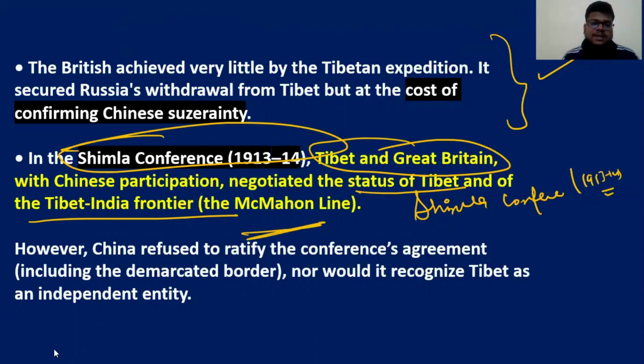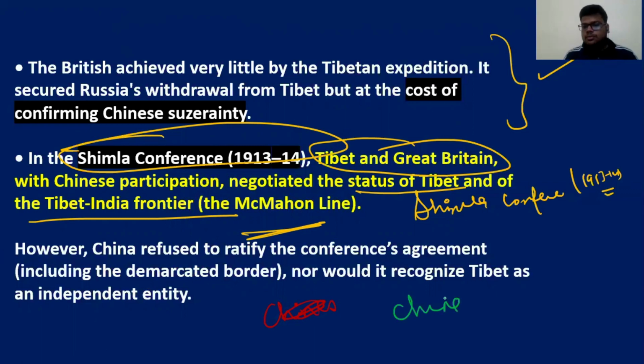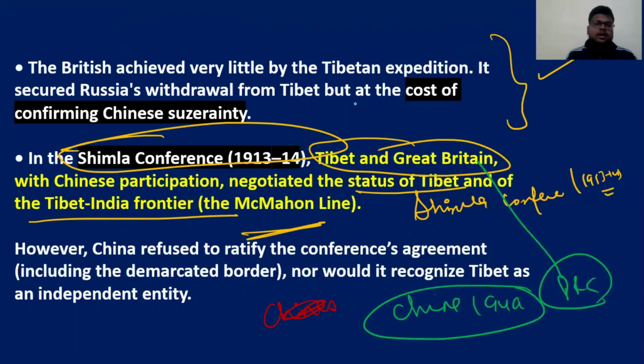Now China says that we were not present, we were not a party, and that's why in 1949, when China became the PRC, they said we don't agree to this Shimla Conference. But India says you were there, you were a party at that time. Tibet was under your suzerainty, so obviously you were a party to it, and that is where the conflict on the eastern front between India and China stems from. Okay, very easy to understand.